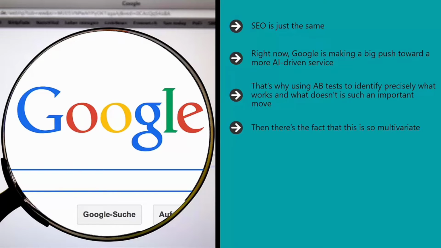Then there's the fact that this is so multivariate. For example, it might be that Google would prefer you to use a number of headers in your content with keywords in a perfect world. But what happens if you then add those headers in, only to find that this actually drives away your visitors? That alone is useful information you could garner from a split test.